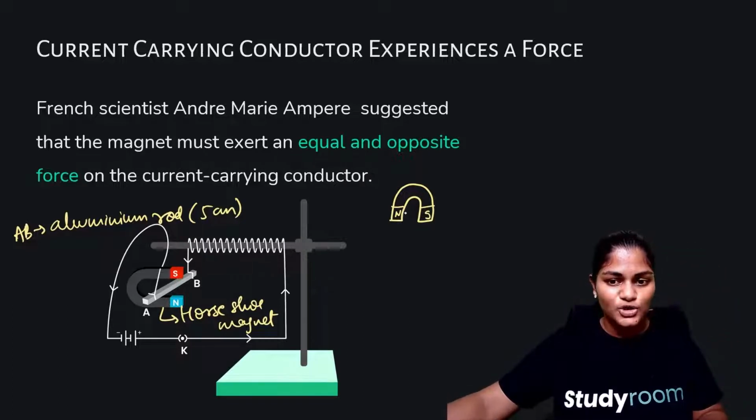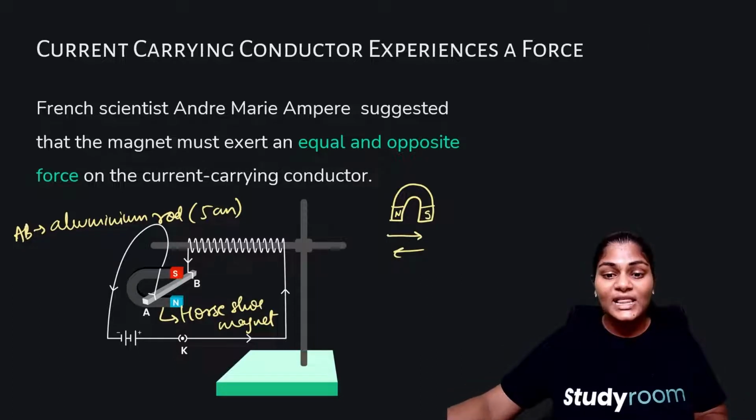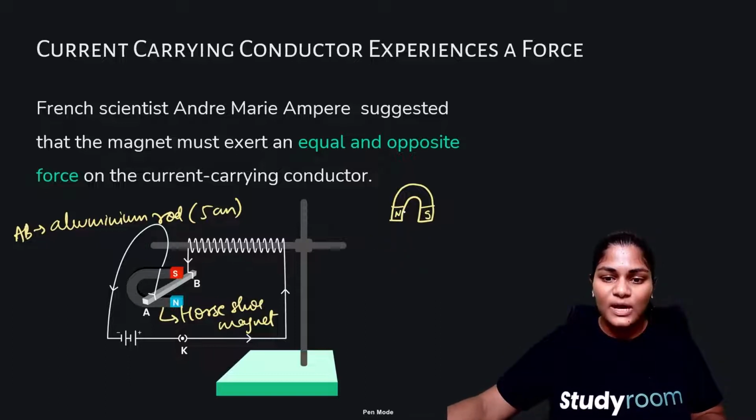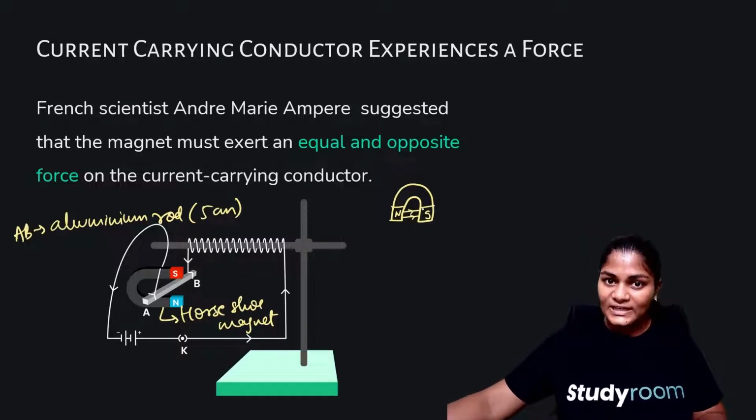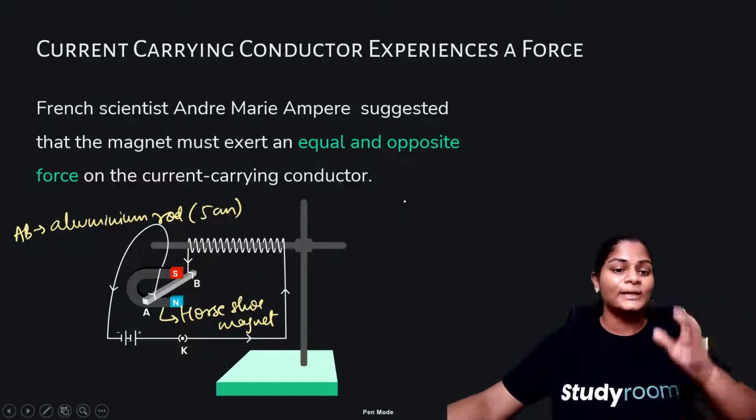So if this is my horseshoe magnet, what direction would my magnetic field be in? Would it be in this direction or this? It would be in this direction, right? Because it is going from north to south. So this will be the direction of my magnetic field in case of a horseshoe magnet. Okay, so now you know what a horseshoe magnet is.